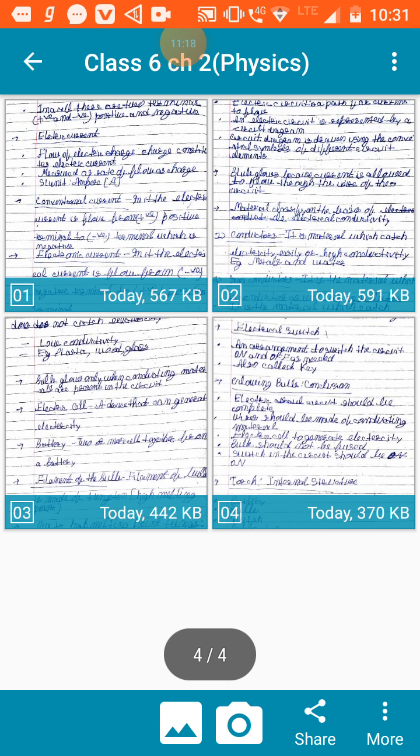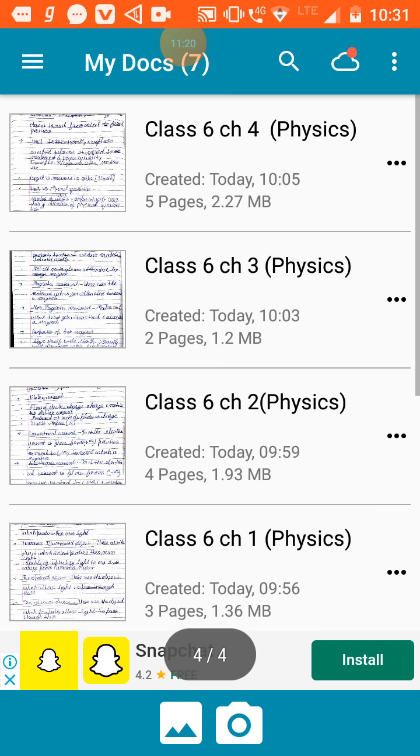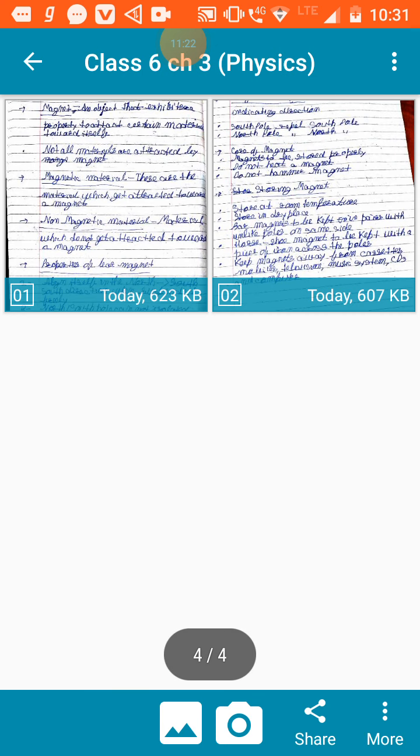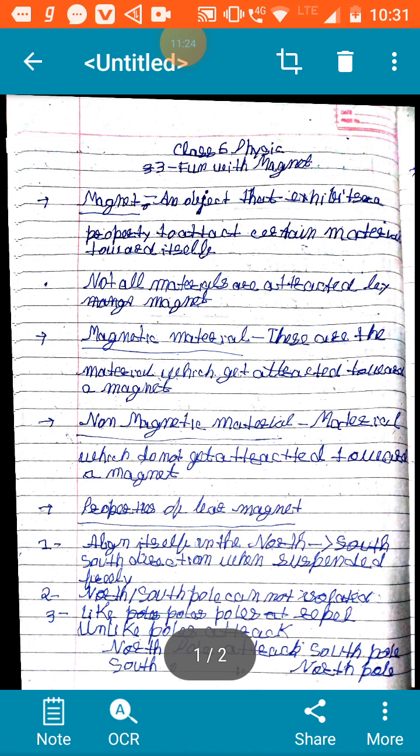Now that is chapter 2. Come to class 6 physics, chapter 3: Fun with magnets.